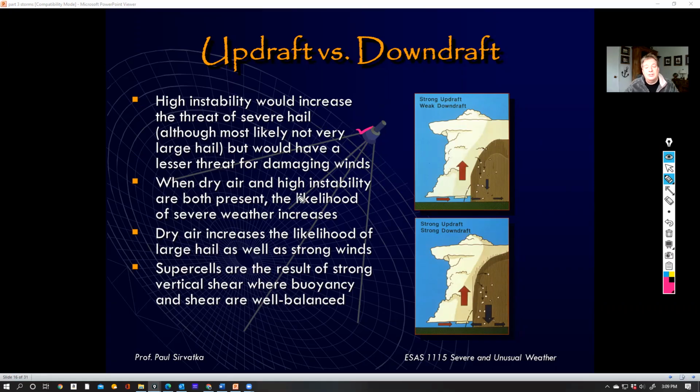Dry air and high instability says the likelihood goes up, because now we've got downbursts as well. And that's again what we're talking about here. If I've got vertical shear, then I know that I might have rotation within the mesocyclone. And as a result, we now say the buoyancy and shear are well balanced. That's the Bulk Richardson number in the sweet spot. Okay.